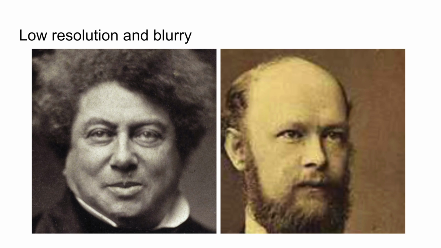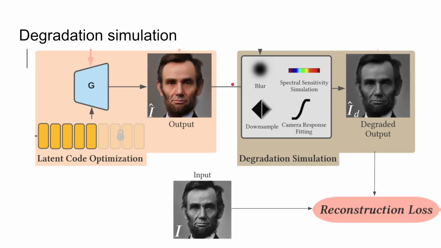Also, for the low resolution and blurry problem, we can apply a Gaussian filter and downsampling procedures to our output before comparing it to our input. So this is the overall structure. The part that we are mainly interested in is this degradation simulation module. So our output, before being compared to our input for the reconstruction loss, goes through this module and we get a degraded output, which is actually a simulation of this output if it was taken with an antique camera. It does exactly what we've been talking about so far.